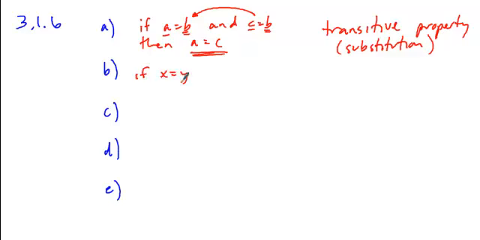Example B, you have if x equals y, then x minus 8 equals y minus 8. So again, here you started with an equation x equals y, you removed the same thing, 8, from each side, and you wound up with a statement. This is an example of subtraction property.